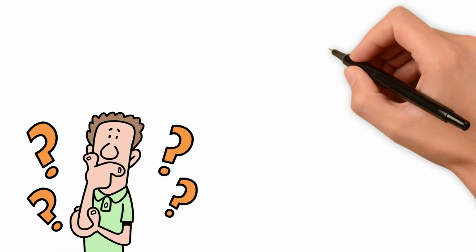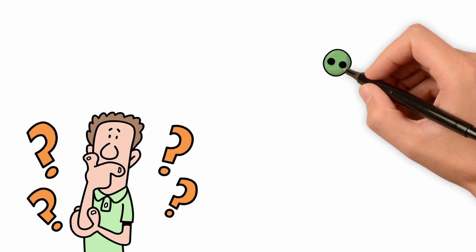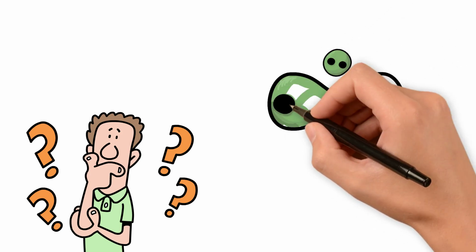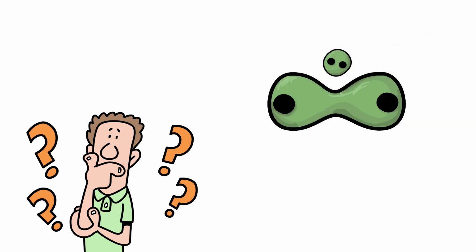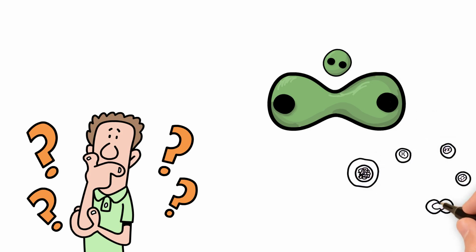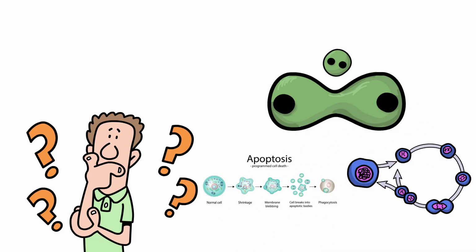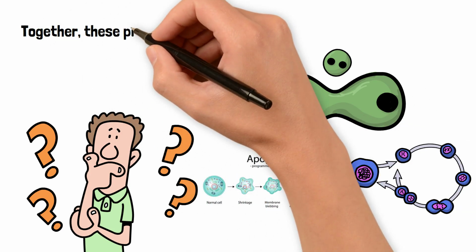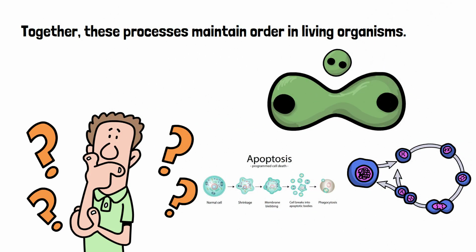Here's a question. If cells are constantly dividing, why don't we end up with uncontrolled growth all the time? The answer is balance. A perfectly regulated cycle of cell division paired with a built-in self-destruct program called apoptosis. Together, these processes maintain order in living organisms.